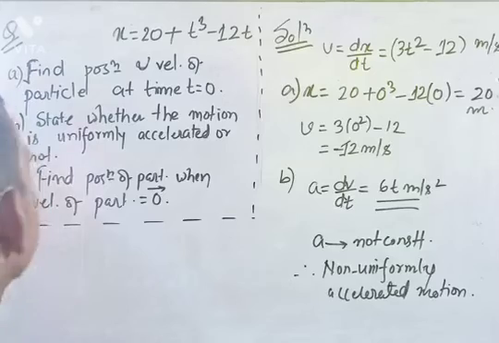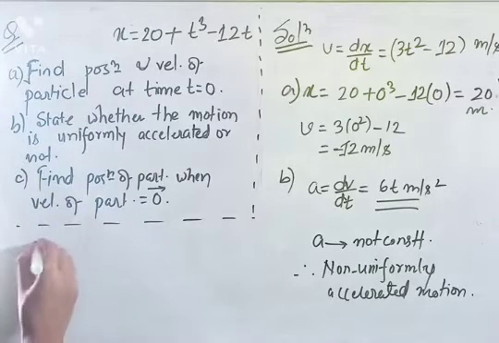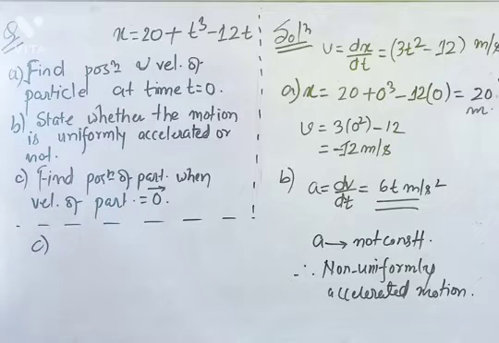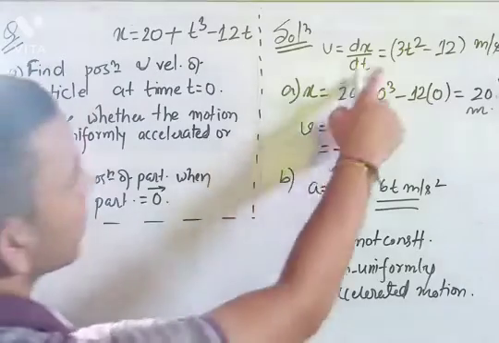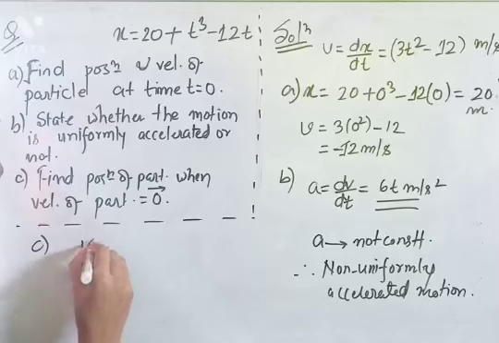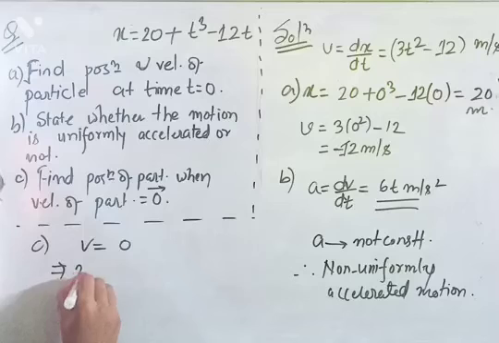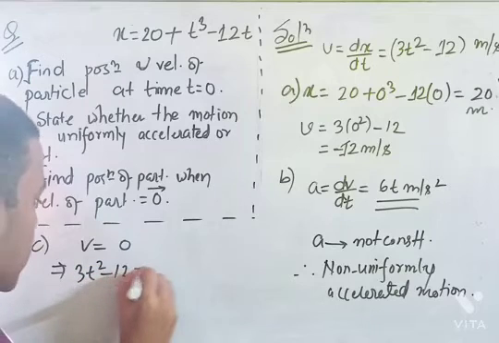Now, let's move to the third part, that is question number C. Here we are asked the position of the particle when the velocity of the particle becomes zero. Let's first find the time when the velocity of the particle becomes 0. So we can put here v is equal to 0. So v was 3t square minus 12. 3 times t square minus 12 is equal to 0.